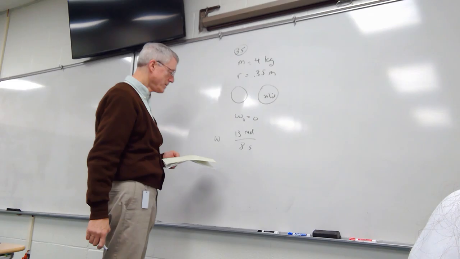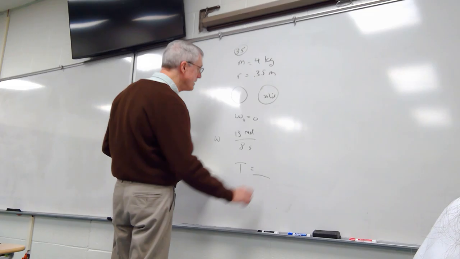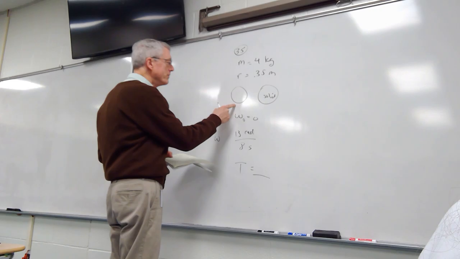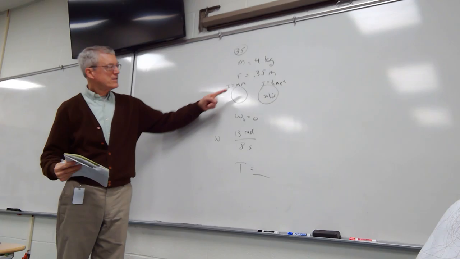Find what? The net external torque. Okay, torque on each wheel, on their two different wheels. Yes. One's solid and one's a hoop. So remember, for the hoop, I is going to be mr squared. For the solid one, I is going to be 1/2 mr squared. That's the difference in whether it's solid or it's just all the masses on the outside.